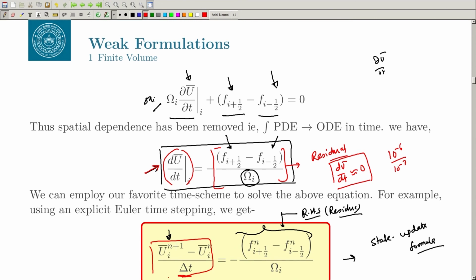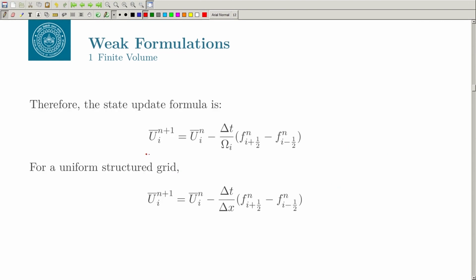But this is for only steady state. If it is unsteady, then you know that my del U by del T is not 0 here. Still the definition remains the same, you have got the residual and you have got the time dependent term on the left. So, this is our final state update formula.